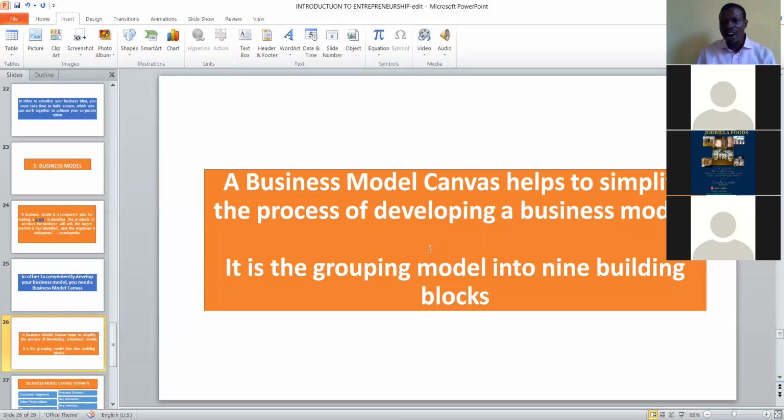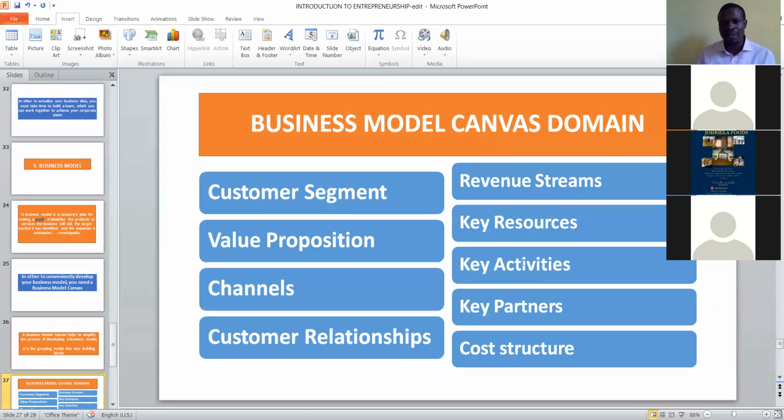It's like grouping all the activities, as I said earlier, in 9 building blocks. So it helps you to simplify the process of building or explaining your business model. Now, let's take a look at all the aspects of the business model canvas. It comprises customer segment, value proposition, channels, customer relationship, revenue stream, key resources, key activities, key partners, and cost structure. These are the key domains in every business enterprise, both a big business and a small micro business.